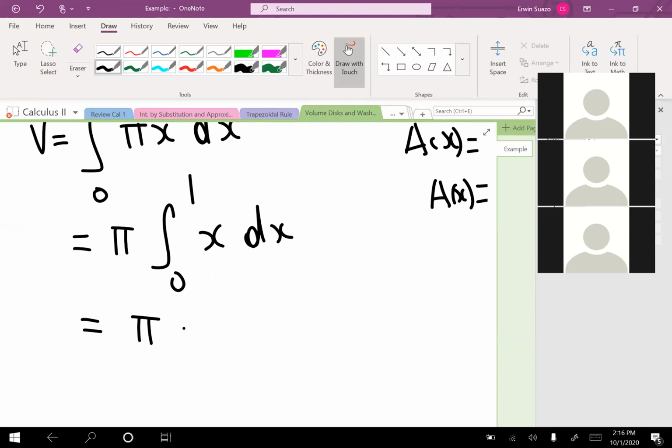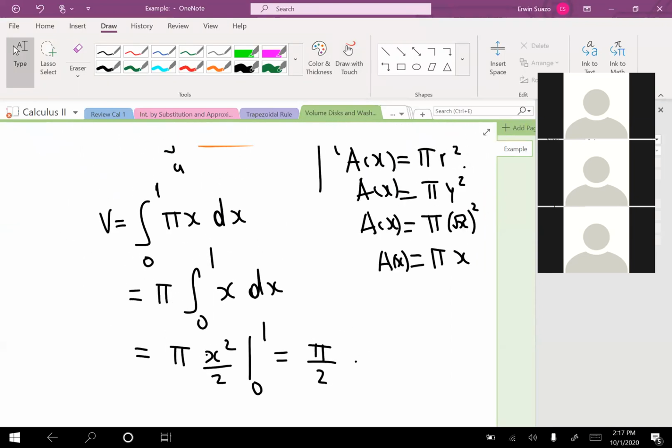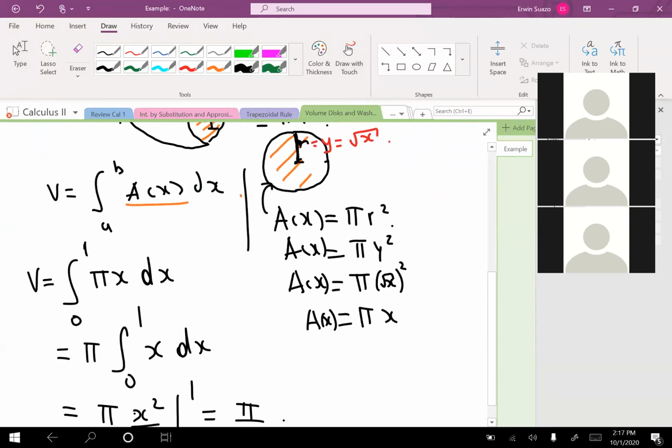What is this? X squared over 2, X squared divided by 2 between 0 and 1. So finally we got just pi halves, right? Because when you plug in 1, 1 squared is 1 minus 0. So you see, the integral is a piece of cake, okay?